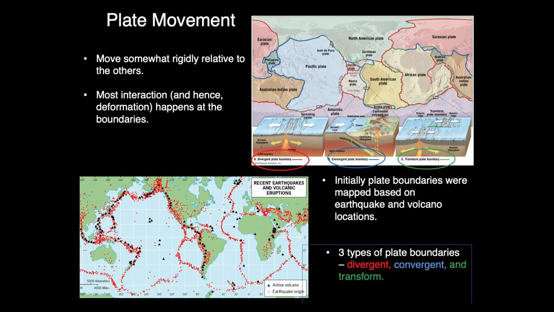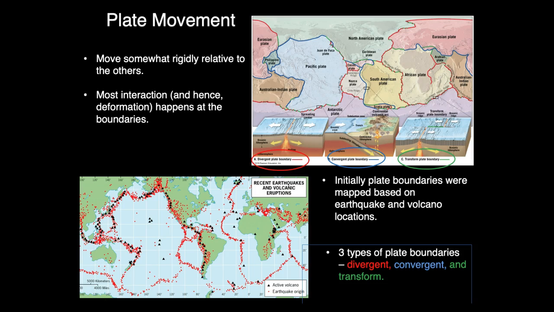Because plates are in constant motion relative to each other, most major interactions occur along their boundaries. And in fact, the boundaries of plates were initially mapped based on seismic and volcanic activity, which are both signs of plate boundary interaction, as you can see in this image below. You see that for the most part, the earthquake and volcanic activity outlines pretty well the different boundaries where the plates are currently delineated based on this upper map as well, right?